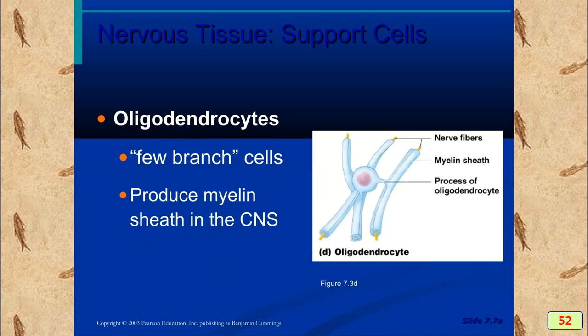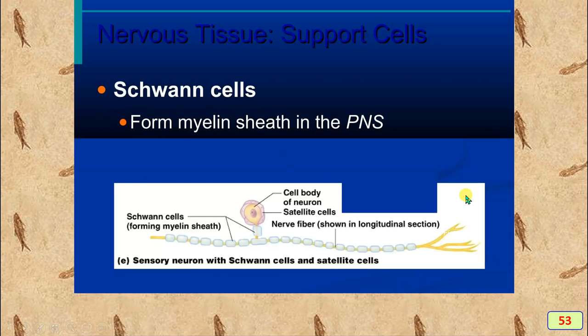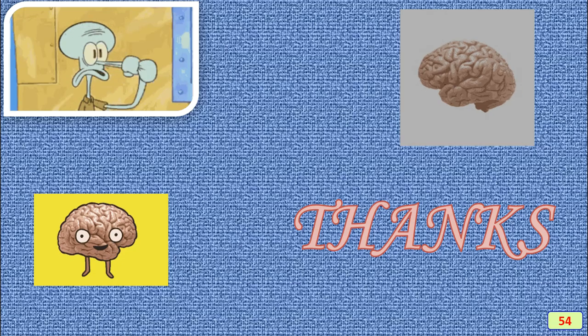Then oligodendrocytes are cells with fewer branches and produce the myelin sheath. So for the nerve fibers, the outer coat is called the myelin sheath, formed by processes of the oligodendrocyte. Then the Schwann cells: sensory neurons with Schwann cells are bead-like structures here, forming the myelin sheath, and they protect the peripheral nervous system.